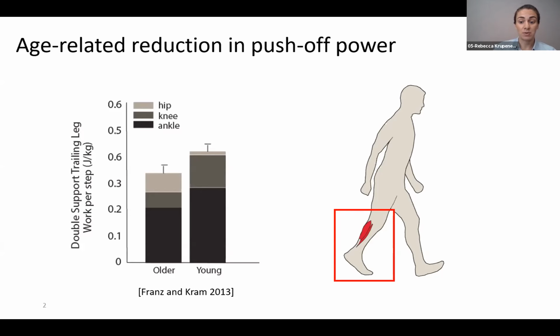Age-related reductions in push-off intensity are often attributed to deficits in power output from the plantar flexor muscles, as shown in this figure by Franz and Crum, with older adults displaying smaller ankle contributions to trailing leg work compared to young. However, interventions designed to strengthen the plantar flexors are generally unsuccessful at improving push-off power, which may suggest that the plantar flexors are not the only contributing factor to reduced push-off power during walking.